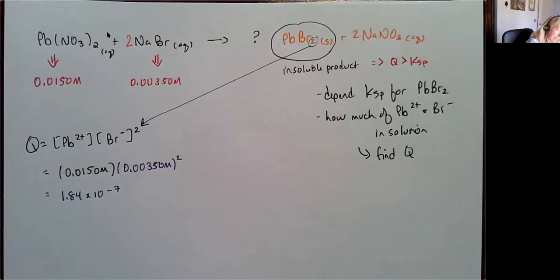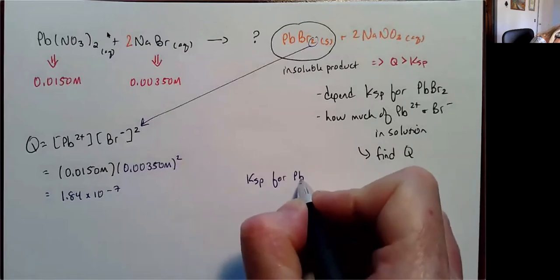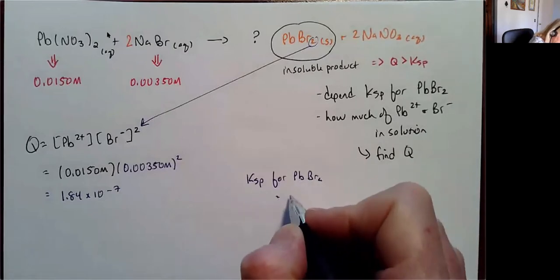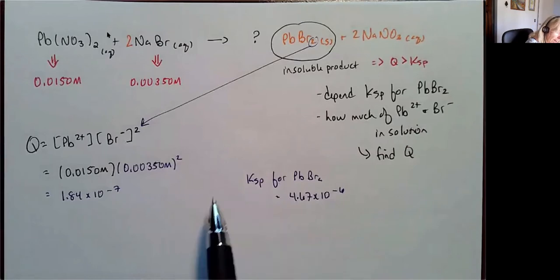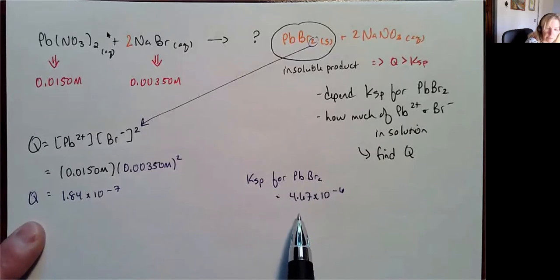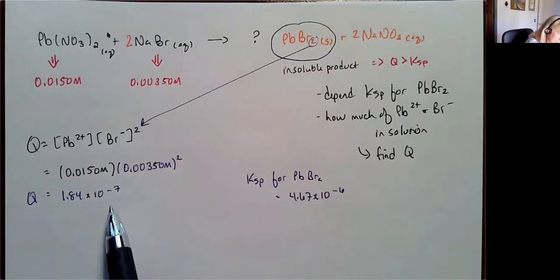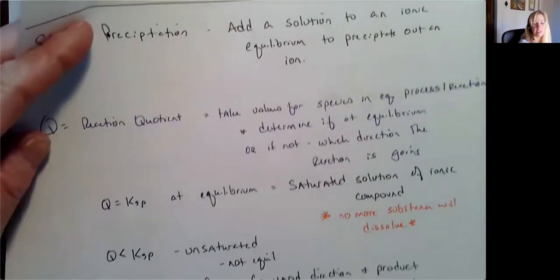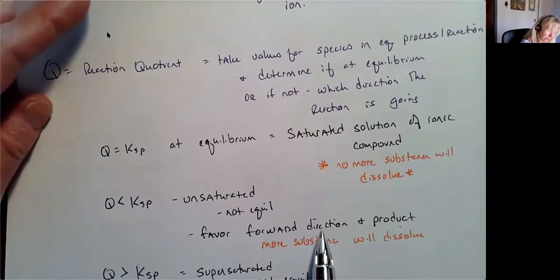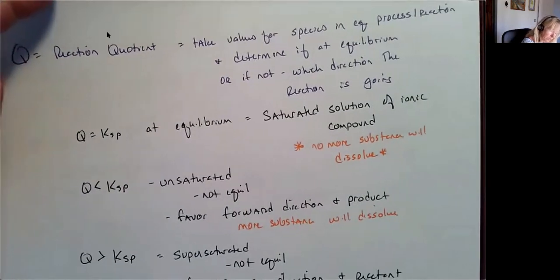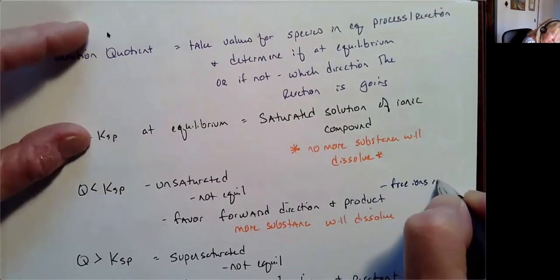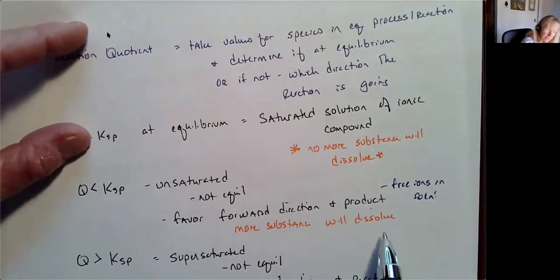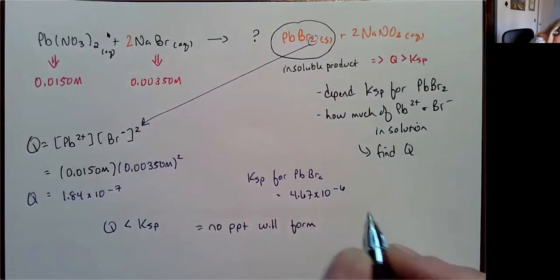I'm going to compare this to the KSP. So KSP for PbBr2, and this is going to be from the table, is this. So how does Q compare to KSP? Well, they're not equal, so it's not at equilibrium, but Q is less than KSP. If Q is less than KSP, then it's unsaturated, it's not at equilibrium, and it's going to favor the forward direction, the product, which is the free ions in solution. So I'm not going to see a precipitate. No precipitate will form.